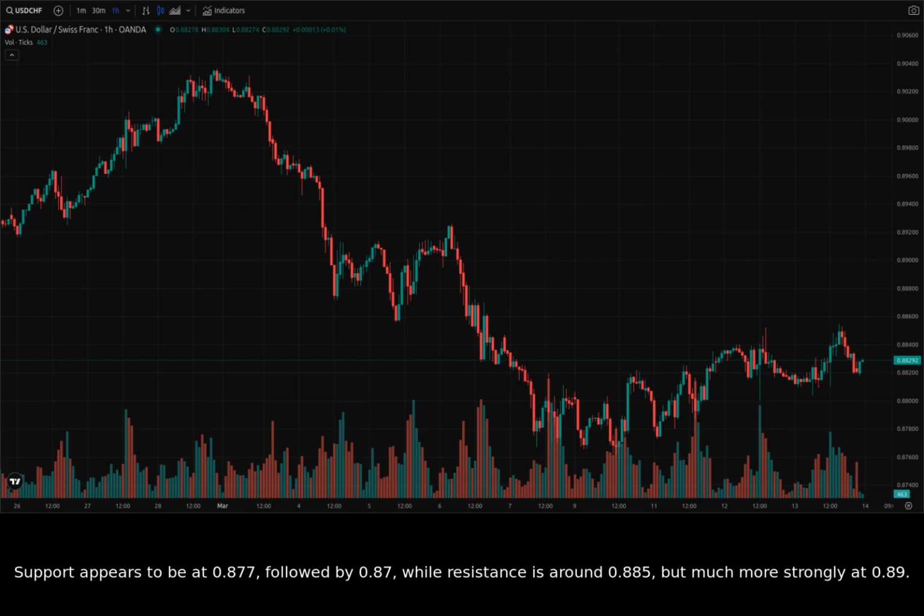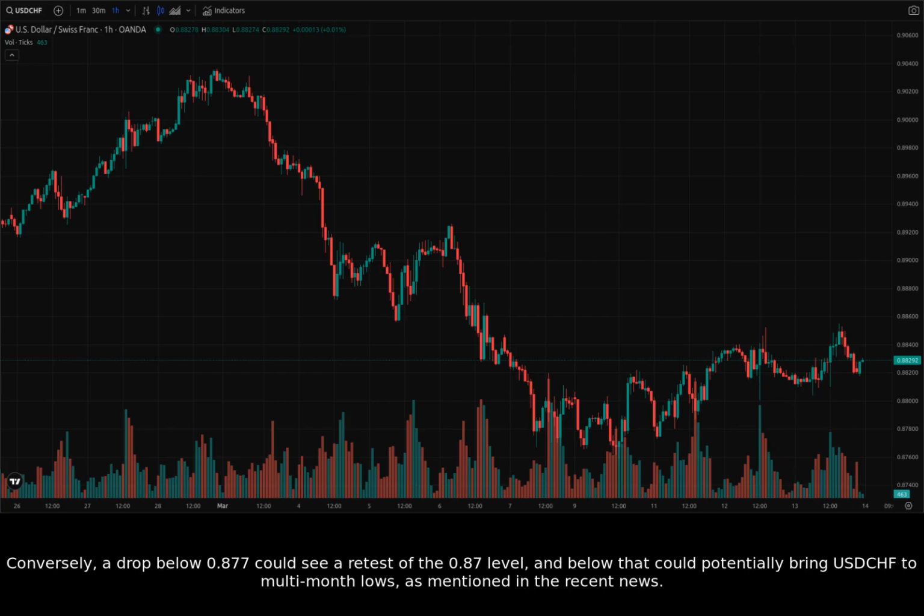Support appears to be at 0.877, followed by 0.87, while resistance is around 0.885, but much more strongly at 0.89. A break above 0.89 could signal a move towards 0.90, but it faces stiff resistance. Conversely, a drop below 0.877 could see a retest of the 0.87 level, and below that could potentially bring USDCHF to multi-month lows, as mentioned in the recent news.